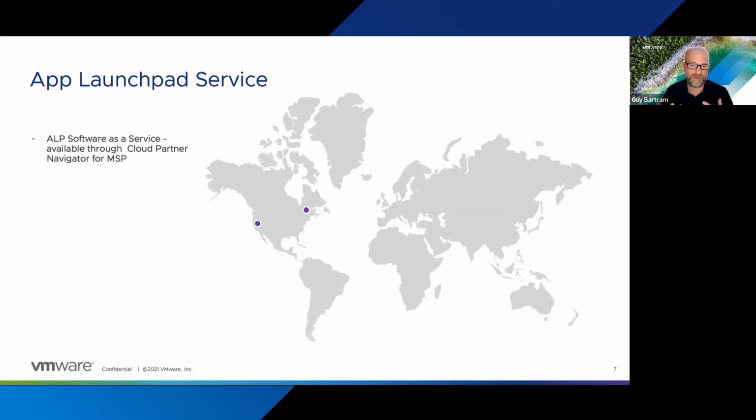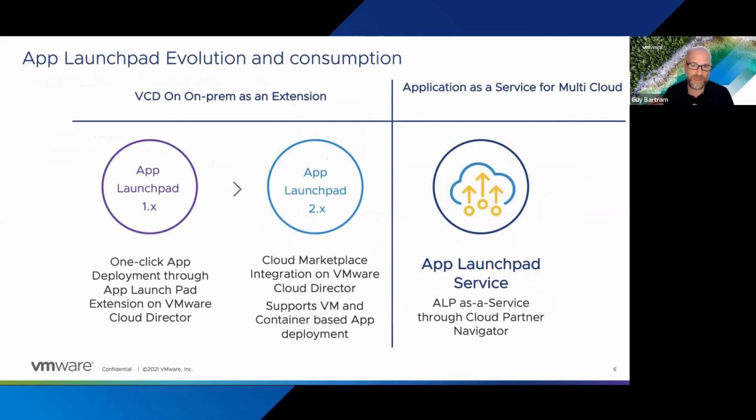So essentially, the other thing I wanted to point out is ALP 1.0 and 2.x was great on a single premise. But when you wanted to have a dual site, or different regions with Cloud Director, there was no ability to replicate the catalogs between them, short of virtually setting up something new in each site, right? And this is what App Launchpad service solves. It becomes that single point global catalog, which is absolutely awesome. So you don't have to worry about that replication.